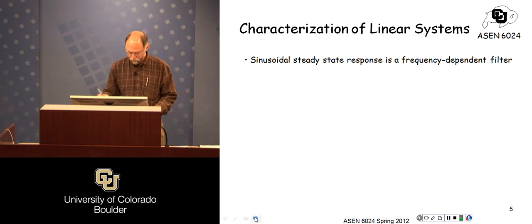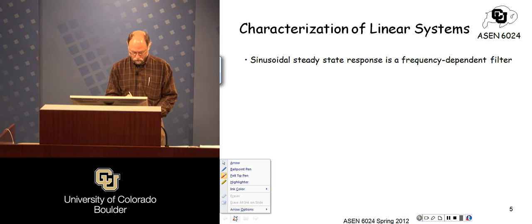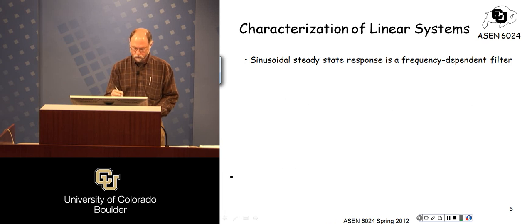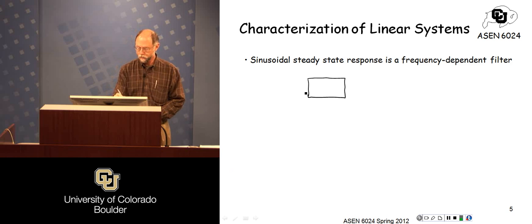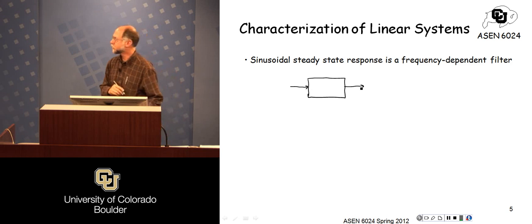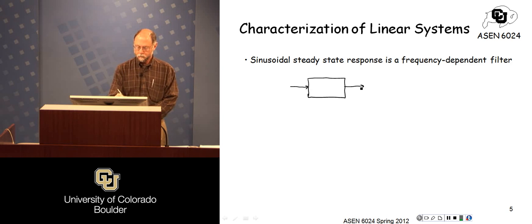Okay, the other main point of view here, from the non-state space point of view, is the input-output point of view. So we don't really think of the system having a state space or an internal state necessarily, but we think of it as an input U and output Y.